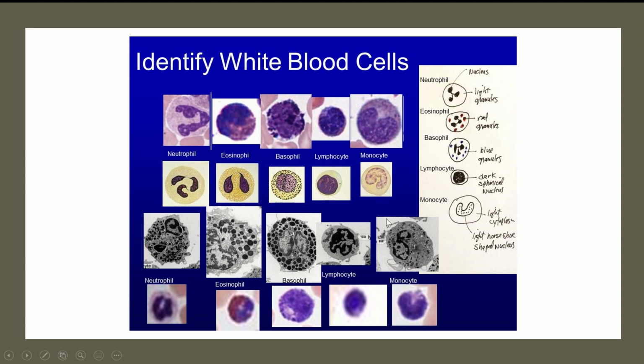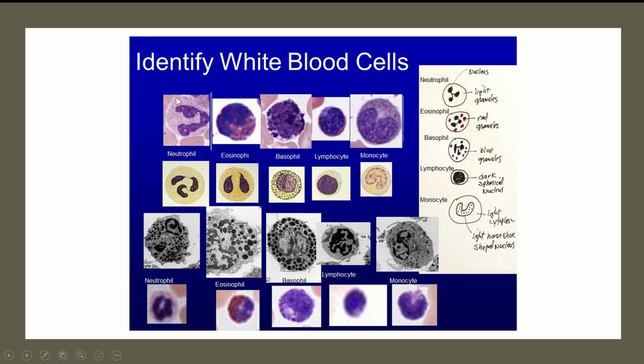I will just let you guys know that Dr. Johnson goes over in great detail all the different types of white blood cells. We will not be testing you on the different types of white blood cells. We will cover that later in this course, and at that point I will expect you to know the difference between all of these white blood cells. But right now, I do not need you to know the difference between a neutrophil, an eosinophil, a basophil, a lymphocyte, a monocyte.